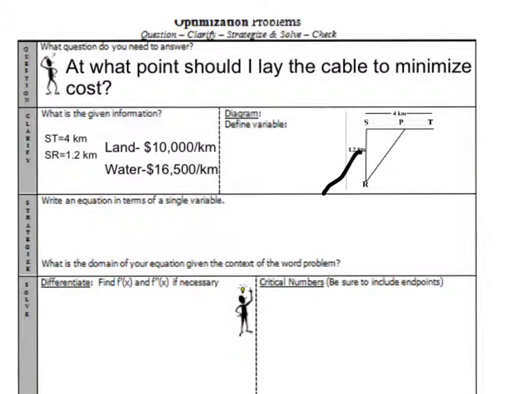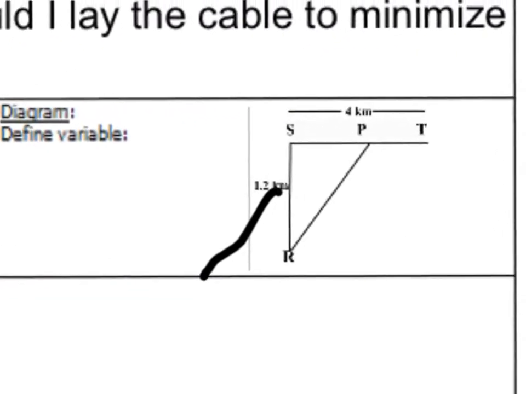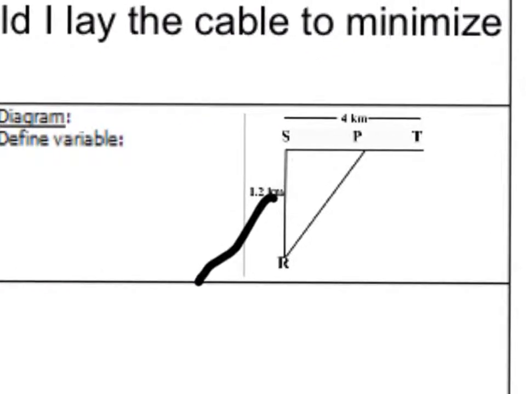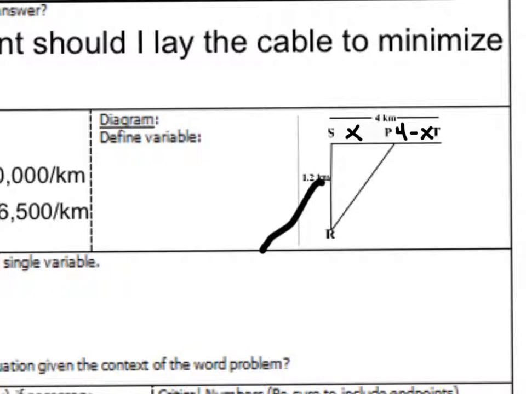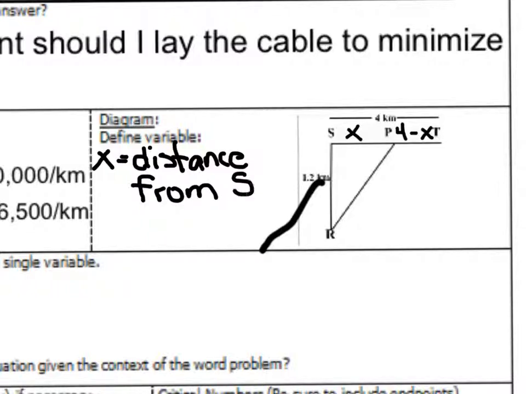So this is what X is going to be, this distance from S to P of where we will lay the cable. So if the whole distance is 4, then the distance from P to T would be 4 minus X. Okay, so X is the distance from S to P.